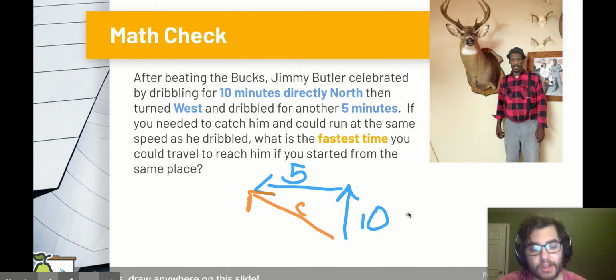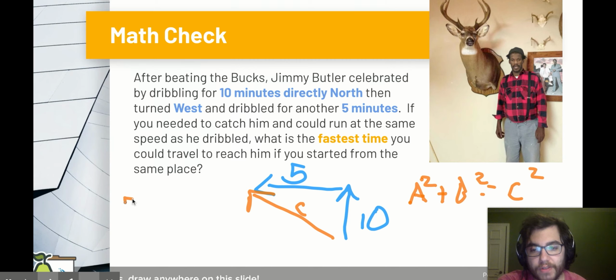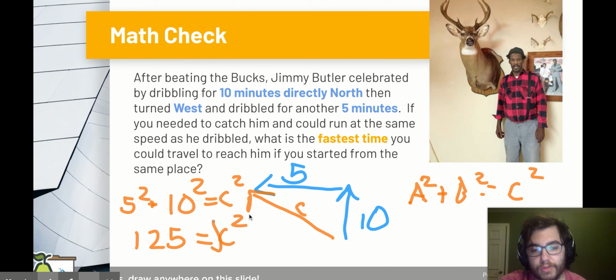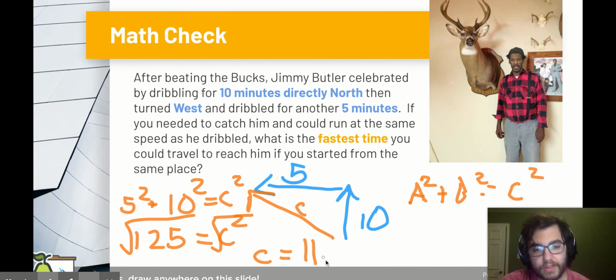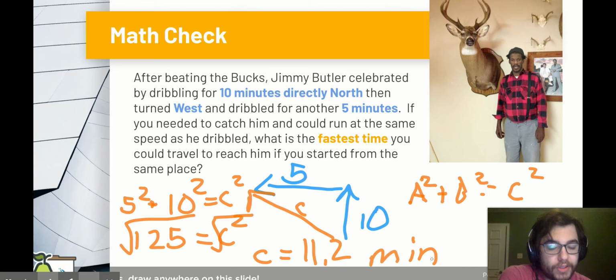So c right here. If we plug this in, a squared plus b squared is equal to c squared. So 5 squared plus 10 squared is equal to c squared. That would be 125 is equal to c squared. Square root of 125 is about 11.2 minutes. So you would have to run for 11.2 minutes.